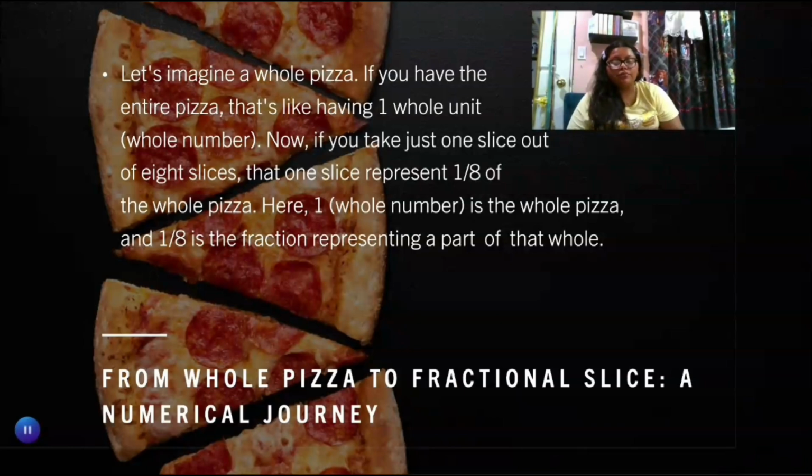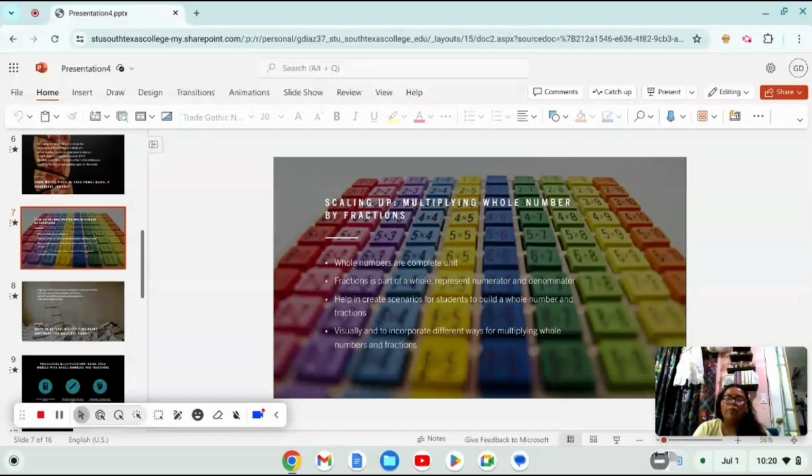Let's continue. Scaling up: multiplying whole numbers by fractions. Whole numbers are complete units. Whole numbers are integers that start from 0 and go upwards: 0, 1, 2, 3, and so forth. They represent complete units and entities that are counted without considering parts or fractions.